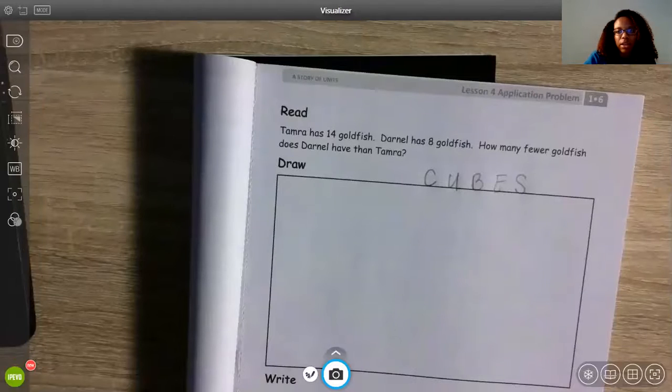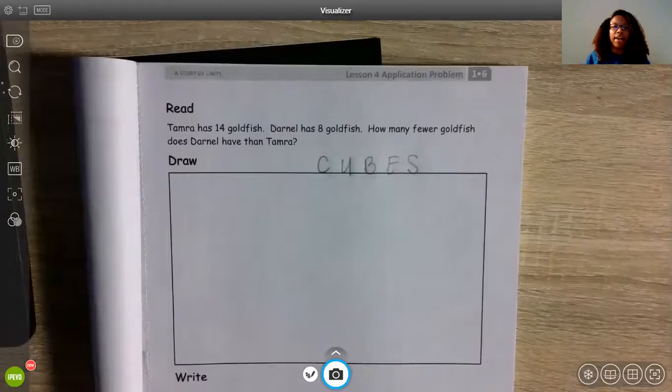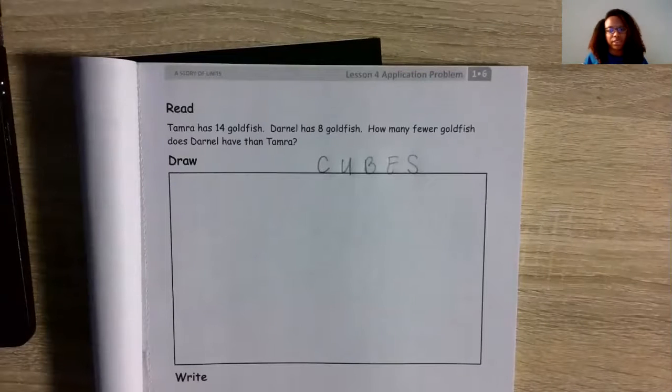Here is our application problem for today. It says Tamara has 14 goldfish. Darnell has 8 goldfish. How many fewer goldfish does Darnell have than Tamara?